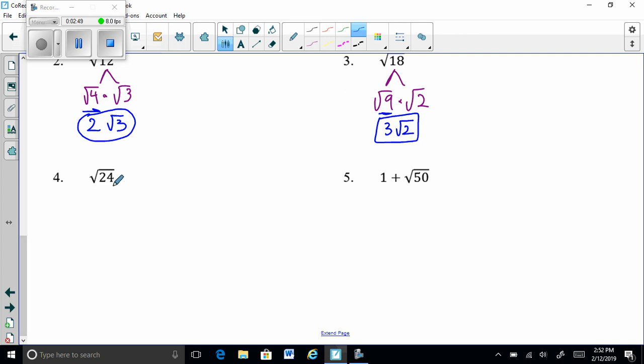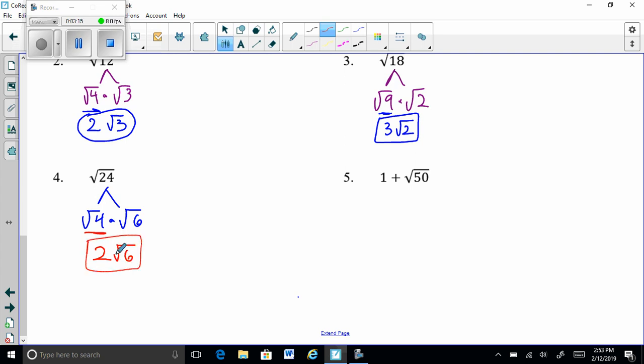So 24. Once again, you have your perfect squares, and you kind of start on the high end. You're like, okay, well, 16 obviously doesn't divide into it, 9 doesn't divide into it, but 4 does. And so we'll break this up into the square root of 4 times the square root of 6. And then we can go ahead and square root the 4, which is a 2, and then you're left with square root of 6 right there.